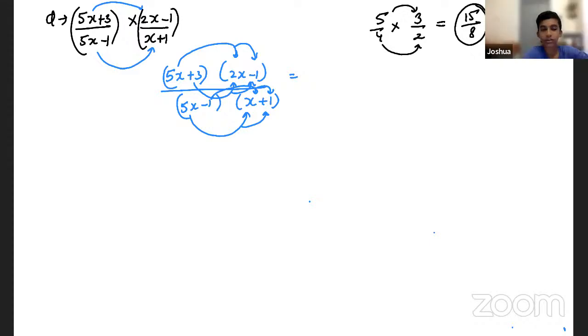So in each question you have to multiply like this. 5x will multiply with both the terms, 2x as well as minus 1. So it will become 10x squared minus 5x. In the same way, 3 will multiply with both 2x and minus 1, so it will become 6x minus 3. Got it?